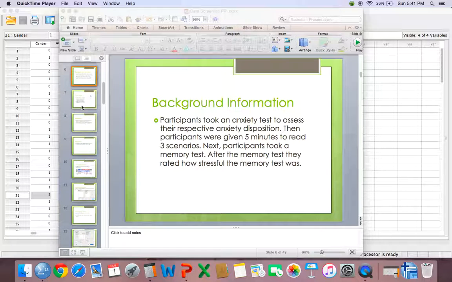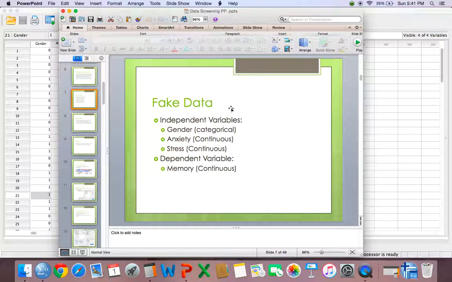For this fake study, the independent variables were gender, which is our categorical variable, anxiety, which is a continuous variable, and stress, which is a continuous variable. And the dependent variable was memory, which is also continuous.